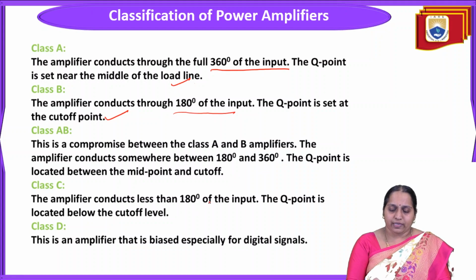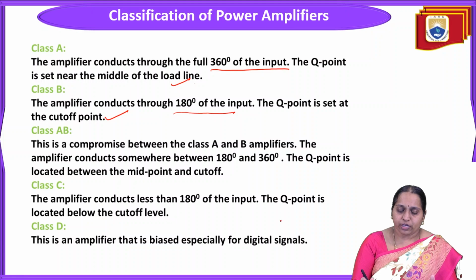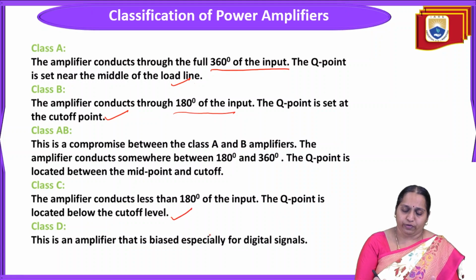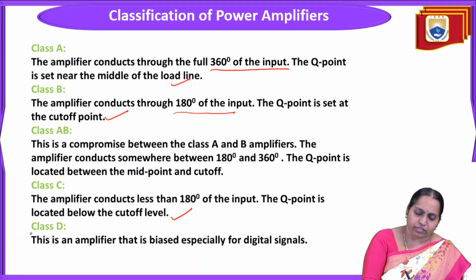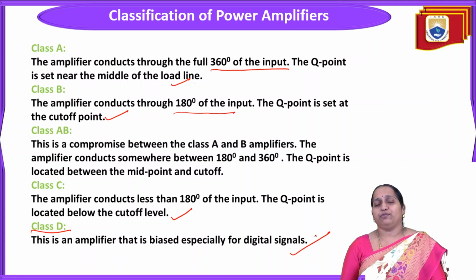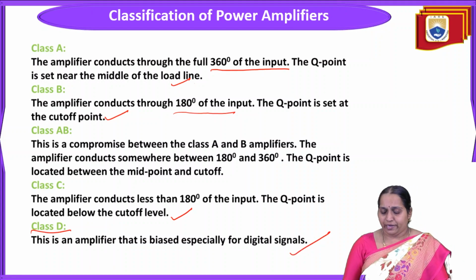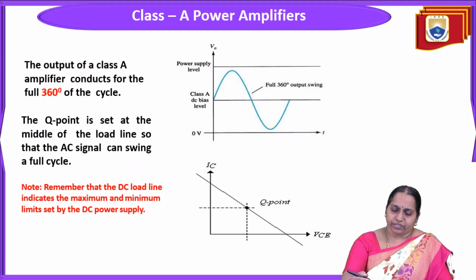Class C: the amplifier conducts less than 180 degrees, that is not even 1/2 cycle. The Q point is located below the cutoff level. Now class D is an amplifier that is biased especially for digital signals, so it is mainly used for digital signals. We shall be discussing class A, B, AB and C. Now we shall see a diagrammatic representation of what we have discussed till now.